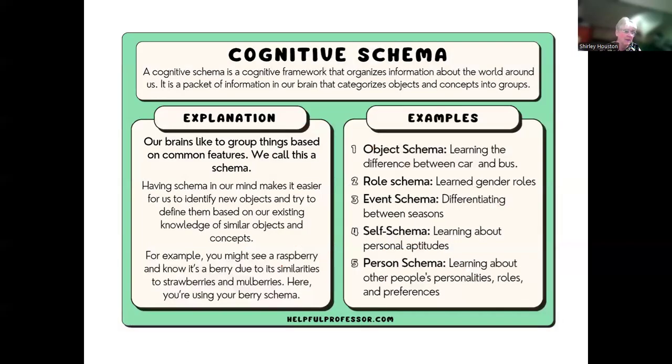As we learn, we arrange information in sets of ideas called schemas that help us make sense of the world. Those mental models are stored in long-term memory and they're always changing. I like this explanation from the helpful professor, so I'll give you a few seconds to read that.